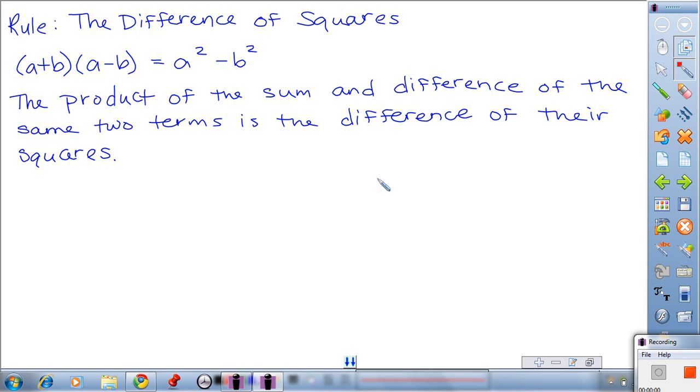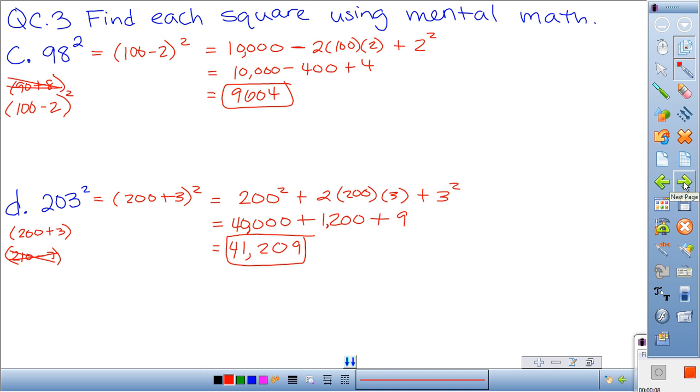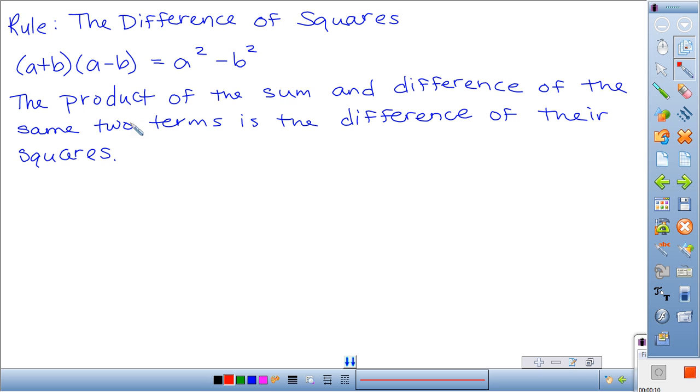This is a continuation of 9-4, multiplying special cases. We finished up our last video doing Quick Check 3, so we're going to move on to the second half of our lesson, which is the difference of squares. In the first half of the lesson, we learned about squaring binomials, things like (a + b) squared or (a - b) squared. So now we're learning about the difference of squares.